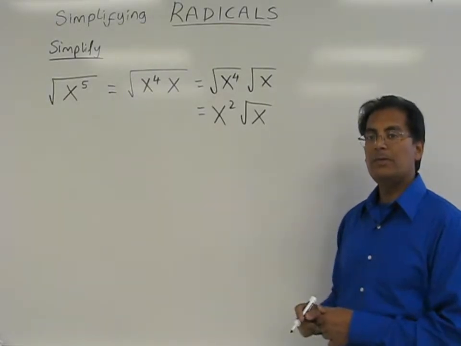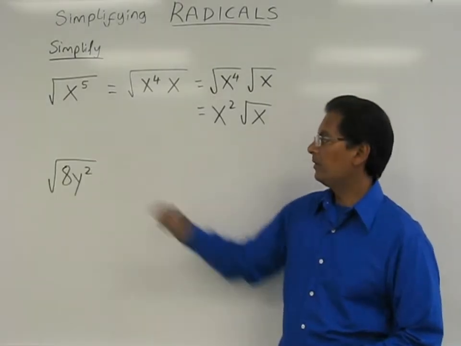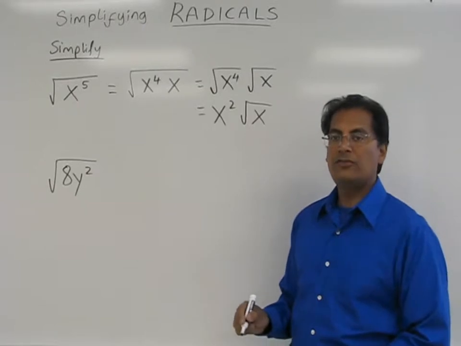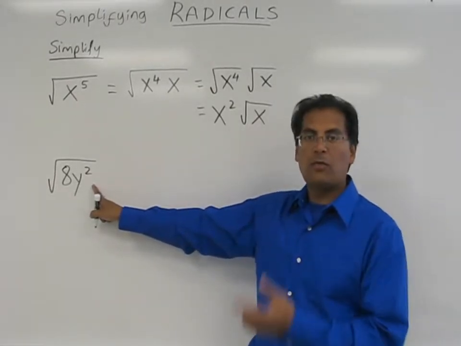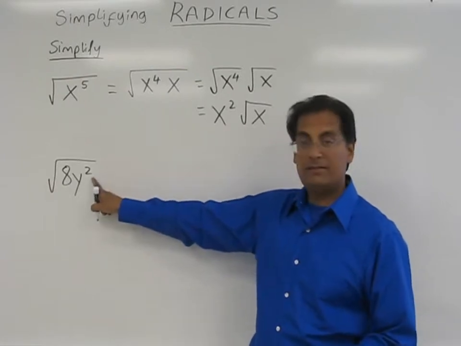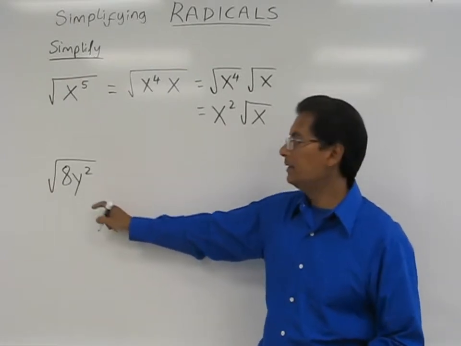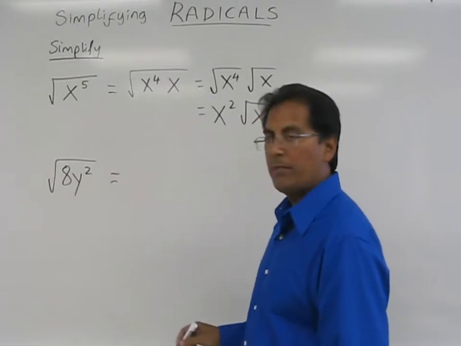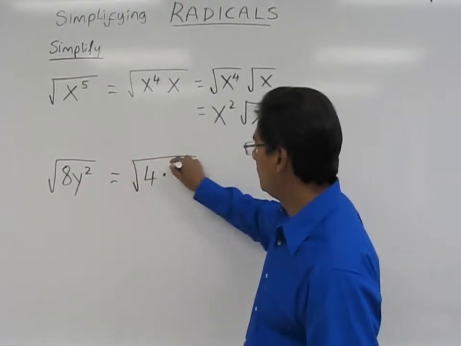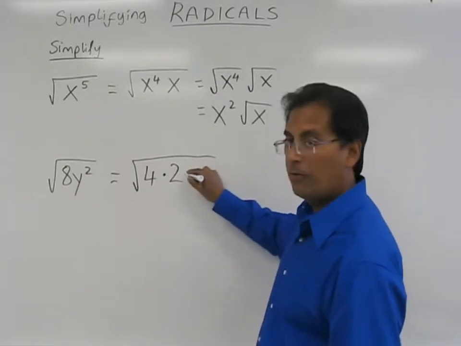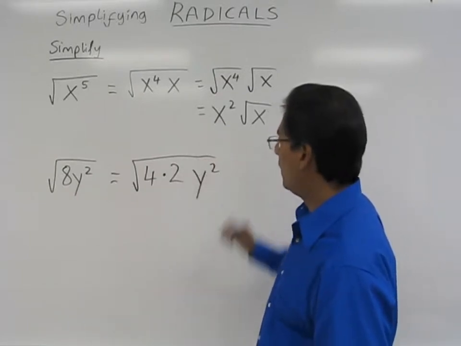Let's do another example. Suppose we want to simplify the square root of 8y squared. Well, I know I can square root y squared. The square root of y squared is just y, if I divide 2 by 2 gives 1. But 8, we have to break that up. And as we've seen, 8 can be broken up into 4 times 2. So we'll have 4 times 2 times y squared.